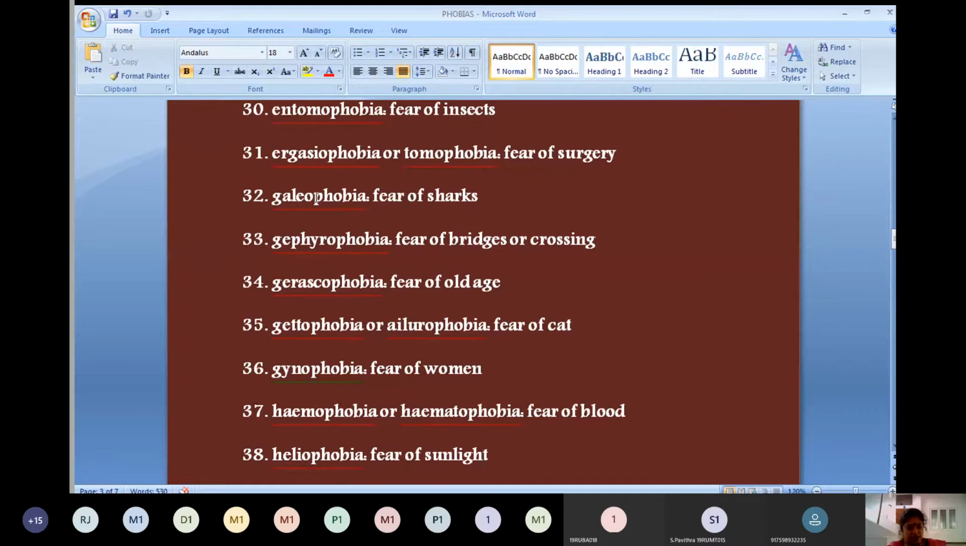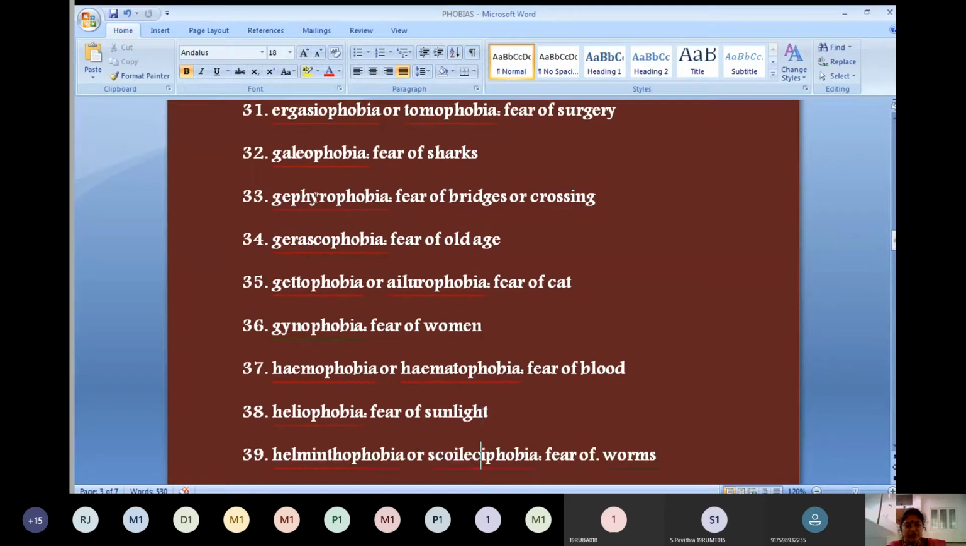Fear of bridges, Japhirophobia, or the fear of crossing the bridge is also called Japhirophobia.